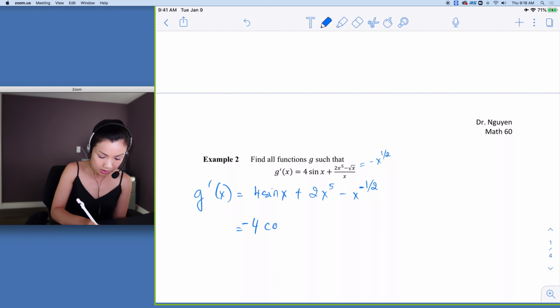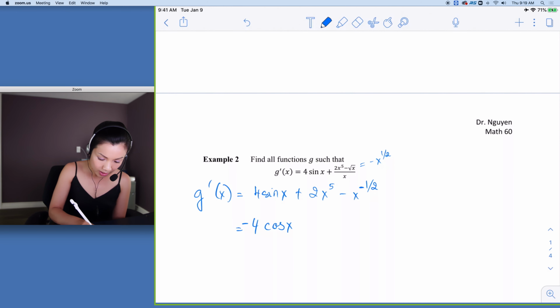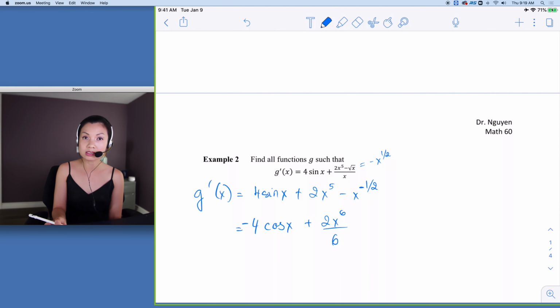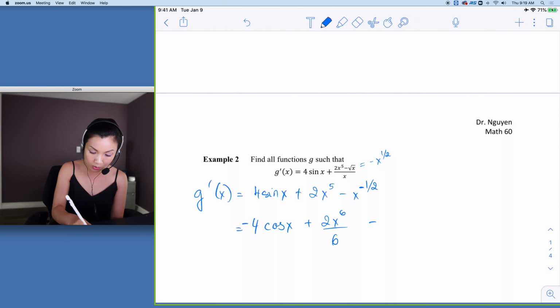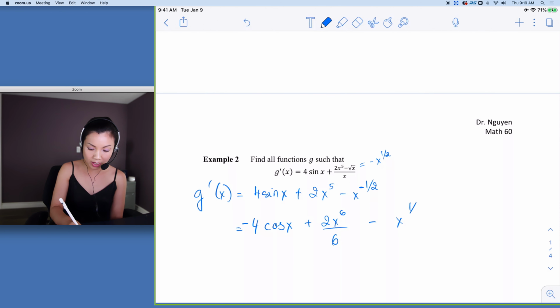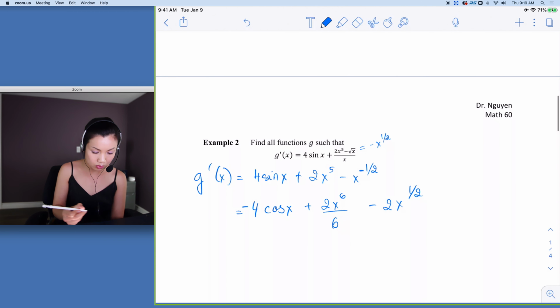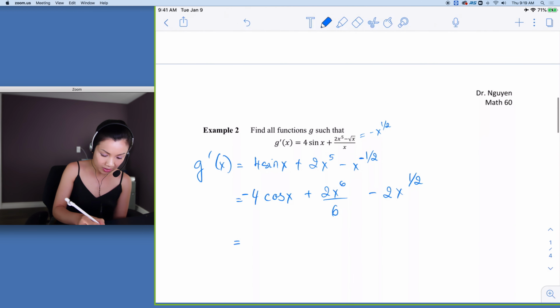So negative cosine. Because think about it, cosine, when you take the derivative, you end up with a negative sine. Okay, so what I have right here is going to be 2x to the 6th power over 6. And then for the power here, same thing. We're going to get x to the negative 1/2 plus 1, that's going to be 1/2, divide by 1/2, which is 2. Okay, so you can do some simplifying.